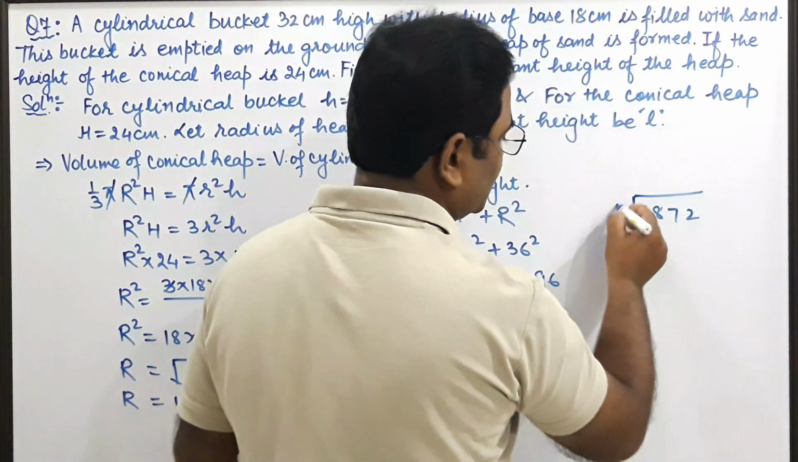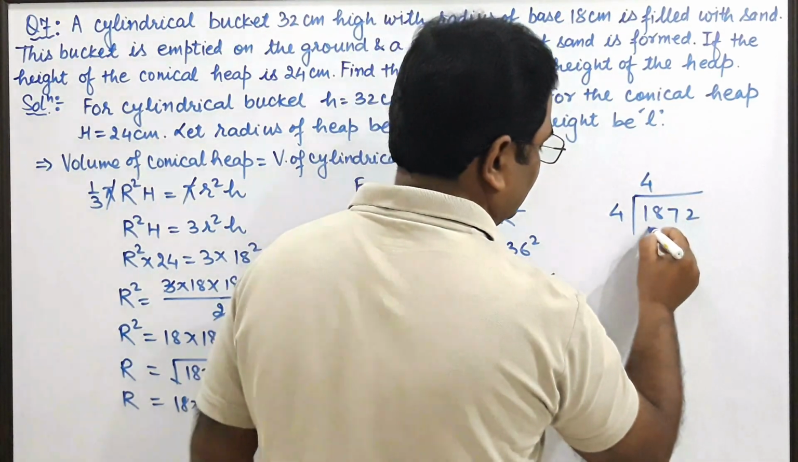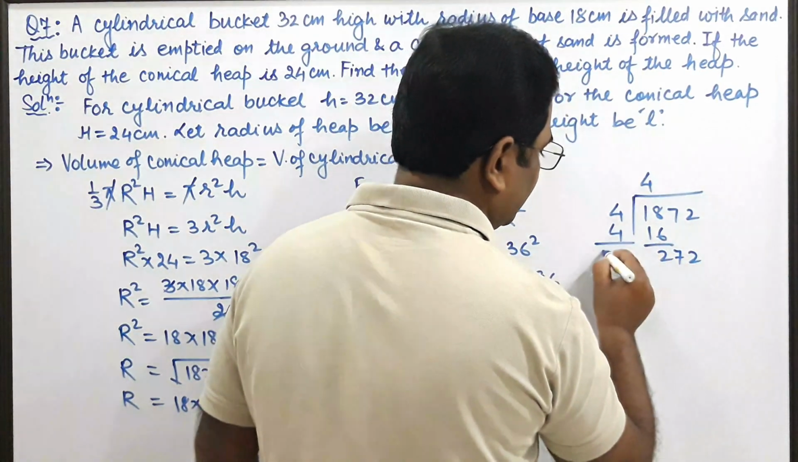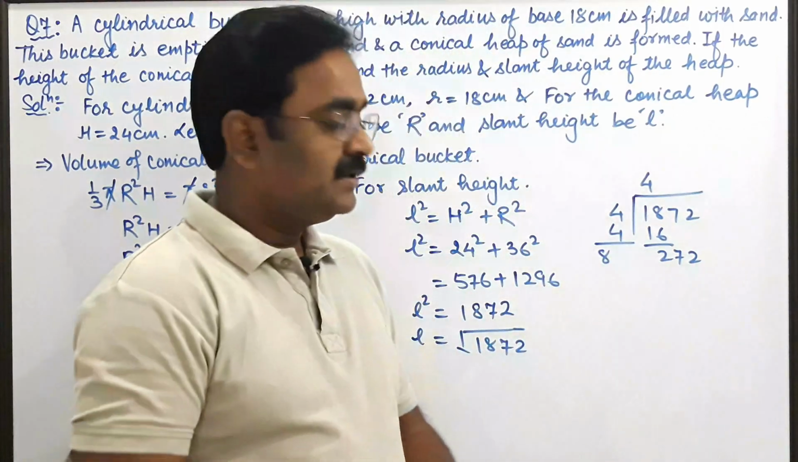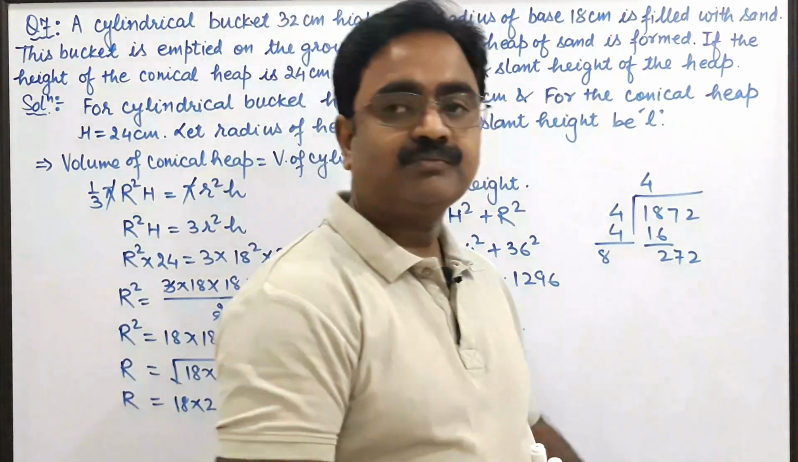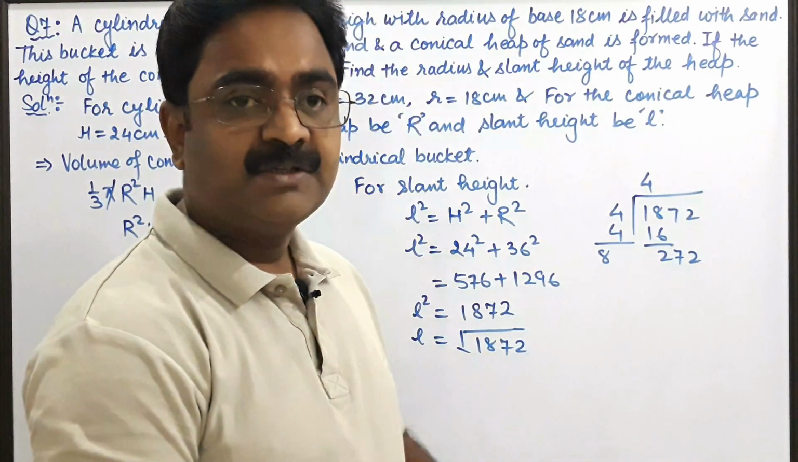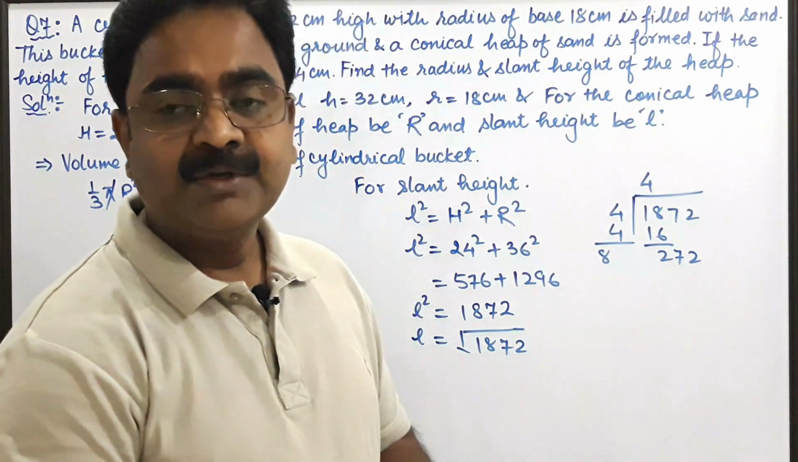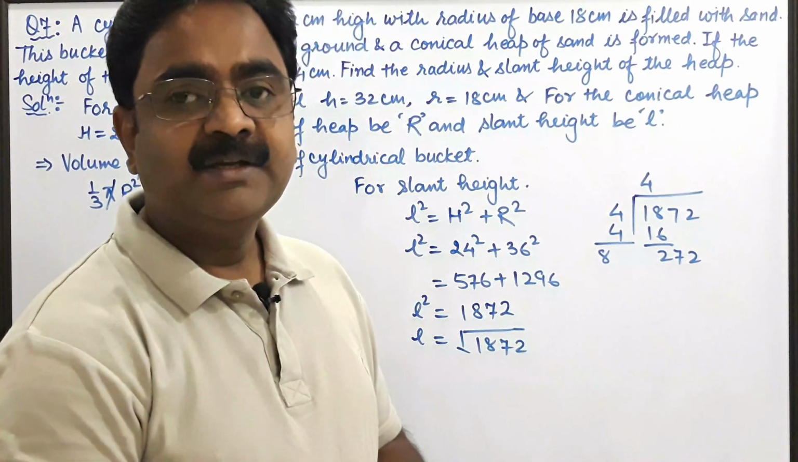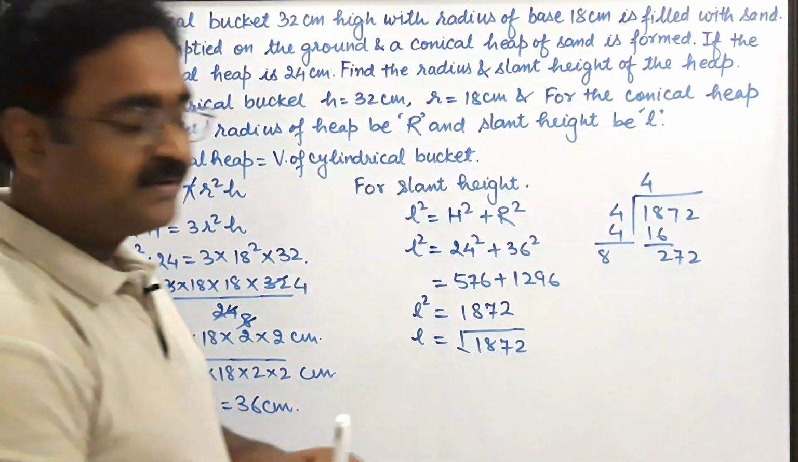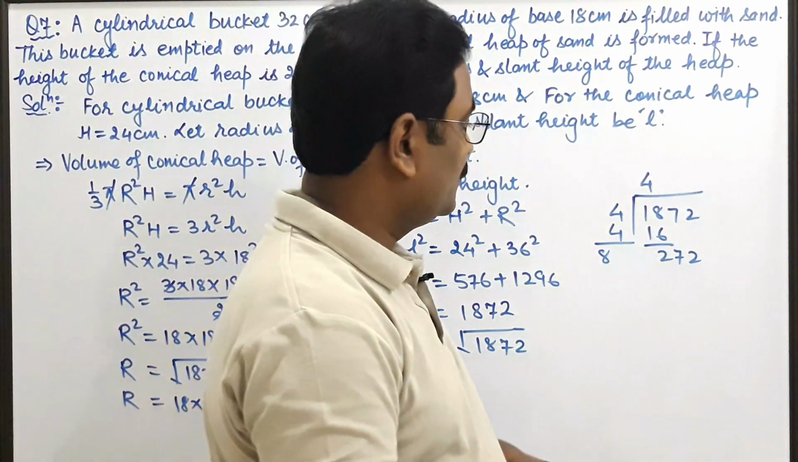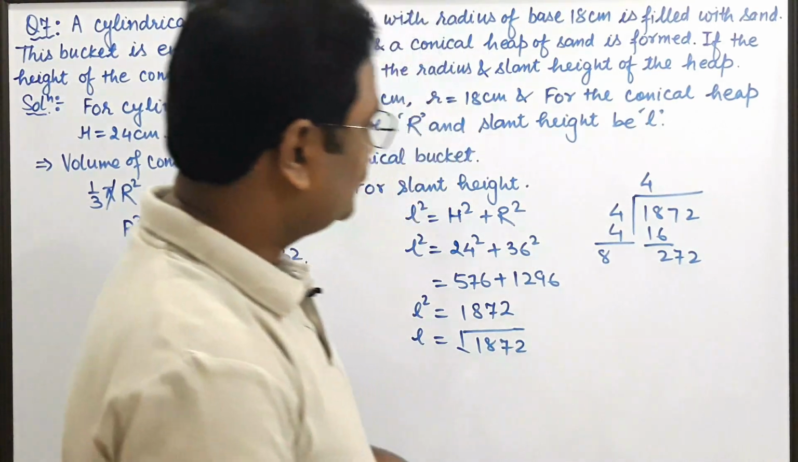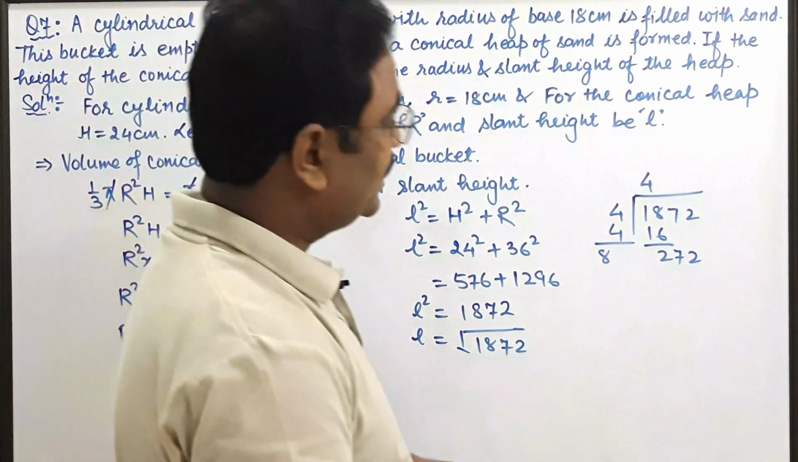To find the square root of this 1872, we have to take 4 4s are 16, 2 is remaining. Now 4 is added. So here the last digit is 2. So 6 6s are 36, 4 4s are 16, 2 2s are 4, 7 7s are 49, 8 8s are 64. So we need to take that, equal to square root of 1872.